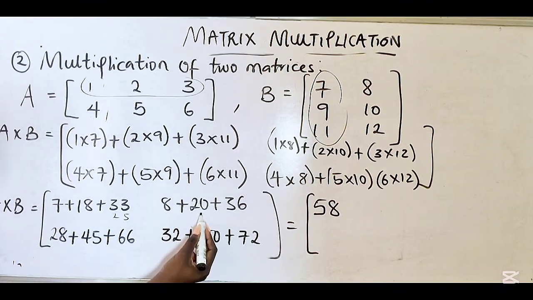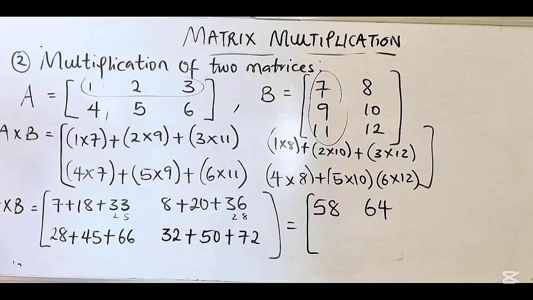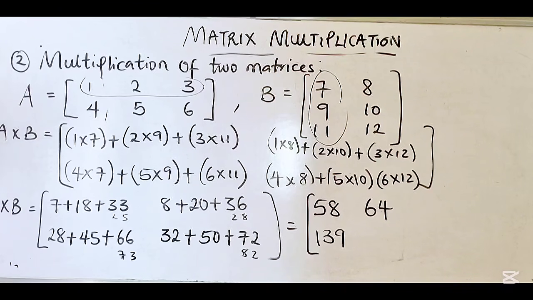8 plus 20 is 28. 28 plus 36, that is 64. And then we have 28 plus 45 is 73. 73 plus 66, that's 139. And then we have 32 plus 50, that's 82. And then here we have 154.